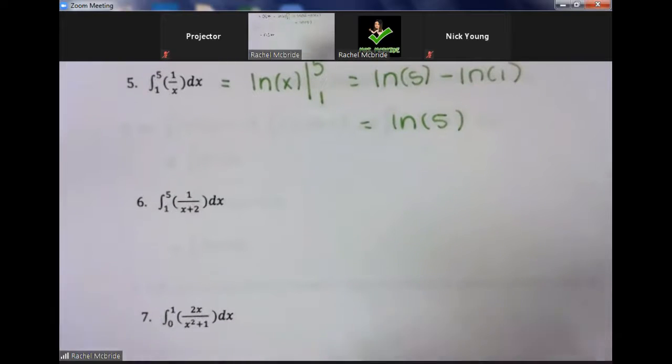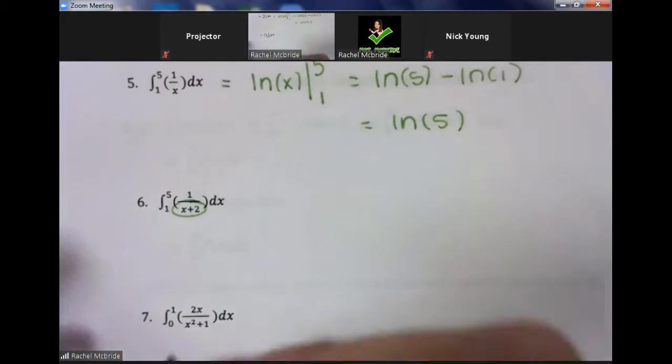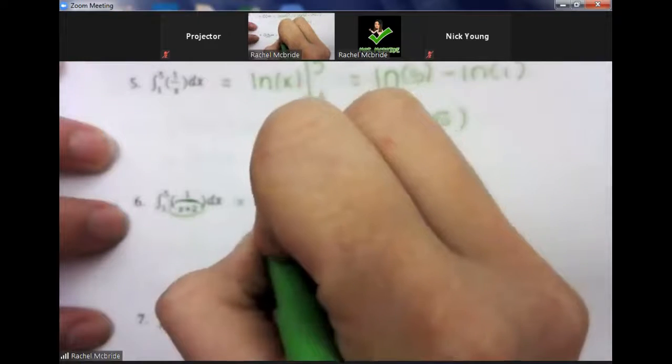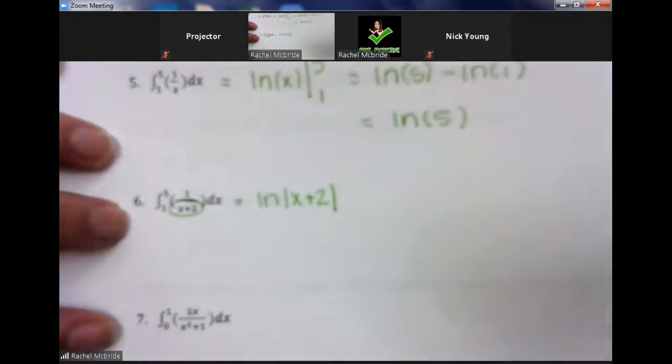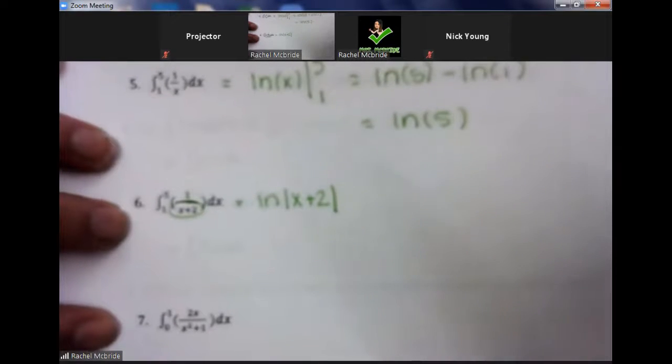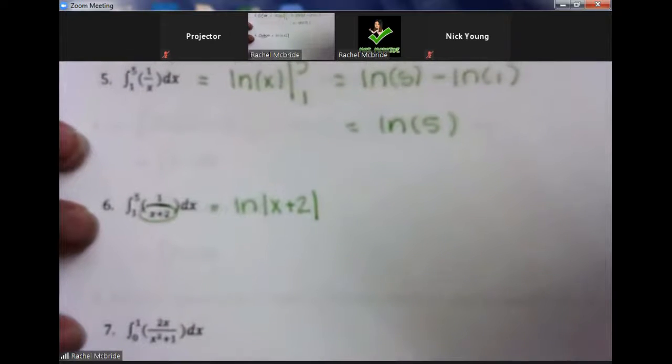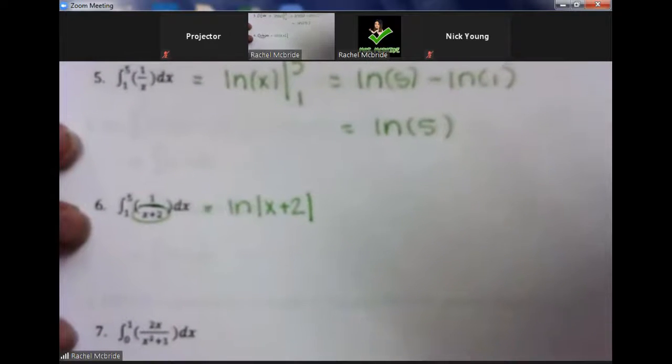So that same idea and concept will happen for a function like number 6, where we have 1 over x plus 2. So that still represents a natural log. So this is the natural log of x plus 2. And for antiderivatives, when you go from the function to the natural log, you have to put absolute values on it. This is from Friday. It was in your notes packet from Friday. It's like the very, very last page.